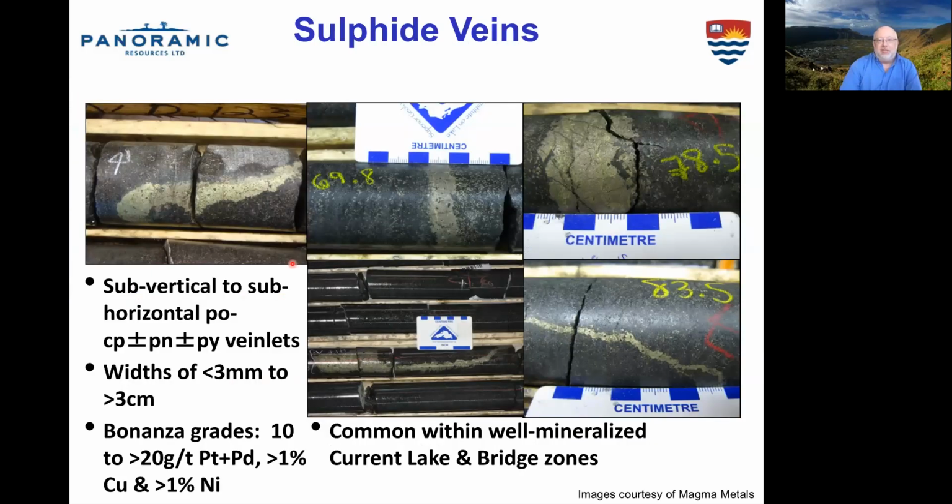Other examples are that we get some sulfide veins in there, often in these bridge zones, where the bonanza grades, maybe up to 10 or 20 grams per ton platinum and palladium, are associated with these things. Obviously they're hard to track, hard to predict, but they're out there. So there are some aspects of the mineralization which lead to these very high grades.